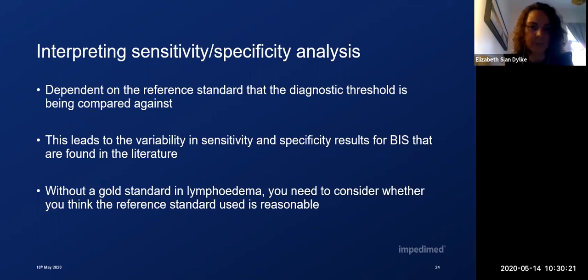One of the major struggles we have in lymphedema research is that we do not have a gold standard for lymphedema being present or not. Therefore, you need to decide for yourself if you agree with the decisions the researchers have made for determining the gold or reference standard for who has lymphedema or not. If you don't agree with their decisions, the specificity and sensitivity findings of that paper may not be relevant.